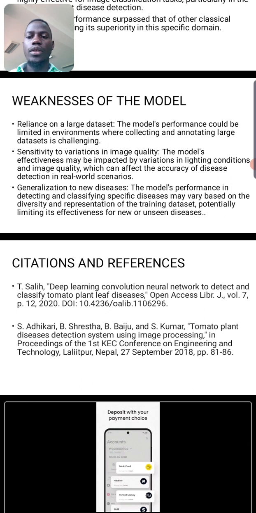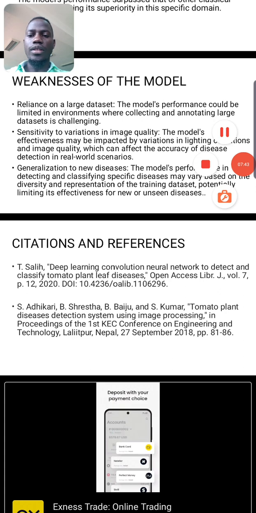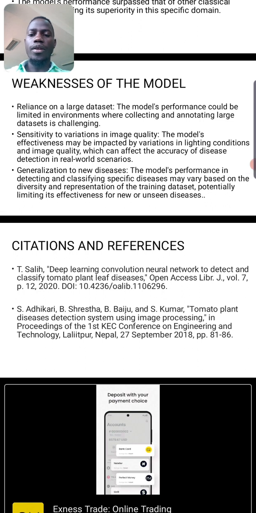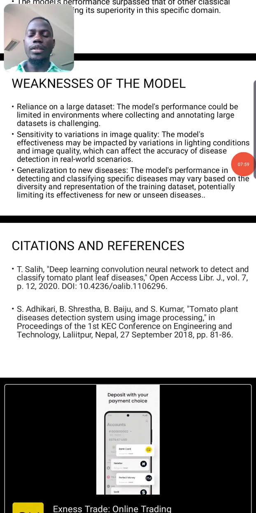Then I have the weaknesses of the model. It has reliance on a large data set. That means the model relies on a very large data set. And then we have sensitivity to variations in image quality. That is, the model's effectiveness may be impacted by variations in lighting conditions and image quality, which can affect the accuracy of the disease detection. And then we have generalization to new diseases. The model's performance in detecting and classifying specific diseases may vary based on the diversity and representation of the training dataset, potentially limiting the effectiveness for new unseen diseases.